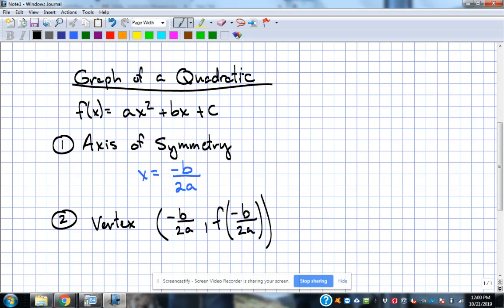Okay, so vertex is an ordered pair. Then we decide if that vertex is a maximum or minimum, and all of that depends on A. If A is positive, then it's going to be a minimum. If A is negative, it's going to be a maximum. So minimum if A is positive, maximum if A is negative. We'll find the vertex, then we'll just state if it's a max or a min. Okay, that's what we're going to do with that.